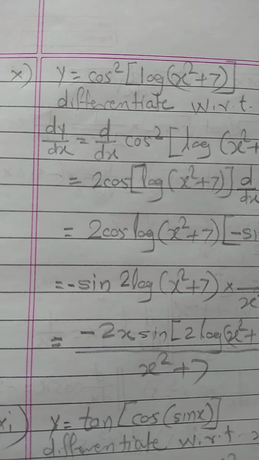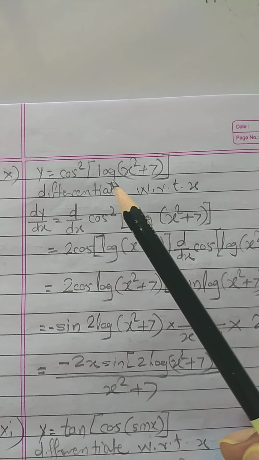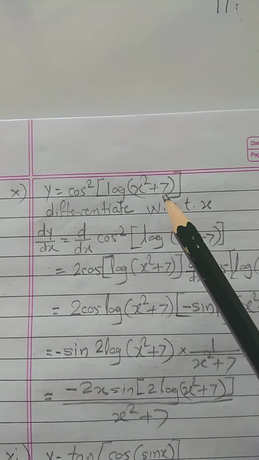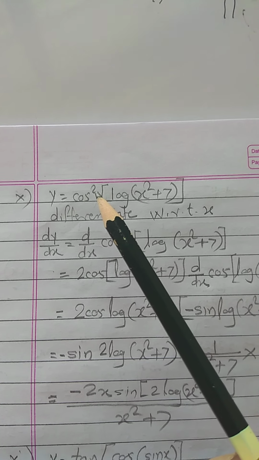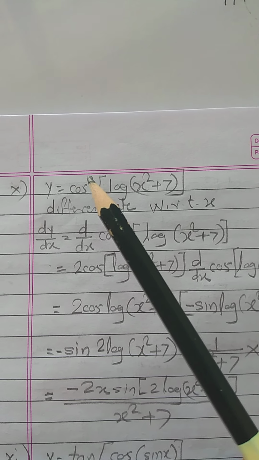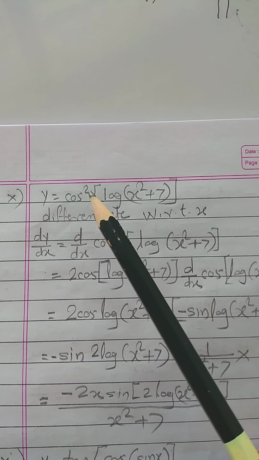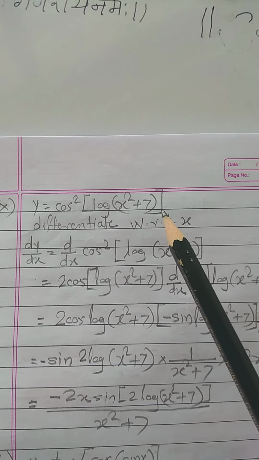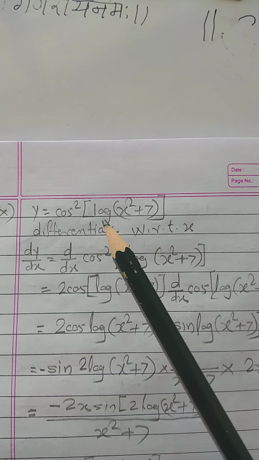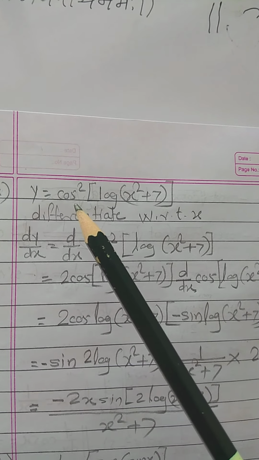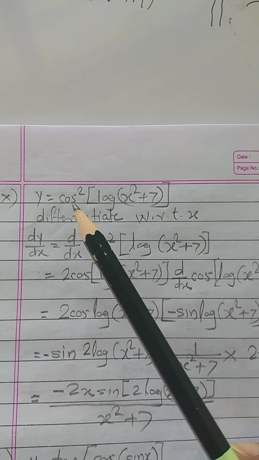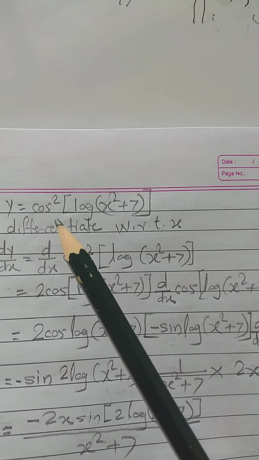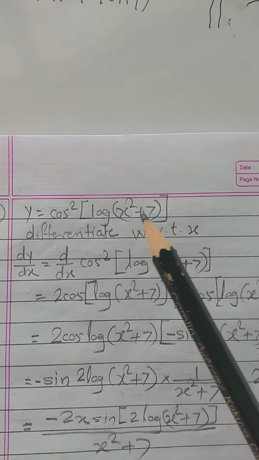Question 10, y equals cos square of log of x square plus 7. First of all we have to take the derivative of this square function. 2 will come down and we will decrease the power by 1. It will be 2 cos. The angle will be as it is. Now we have to take the derivative of cos, that will be minus sin. Okay, the angle will be as it is.